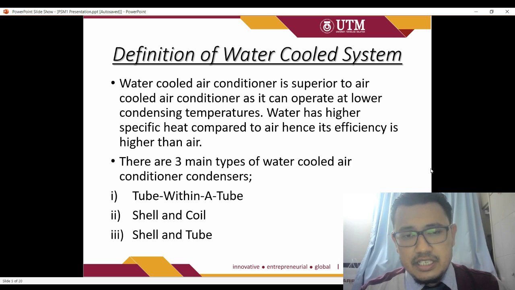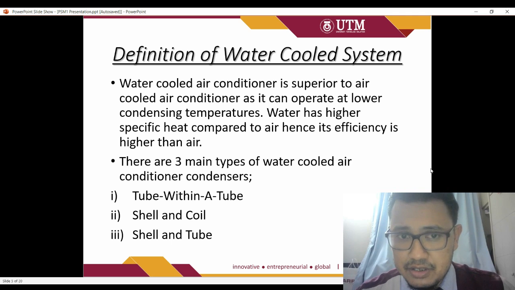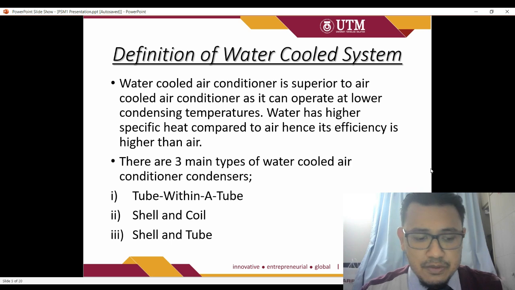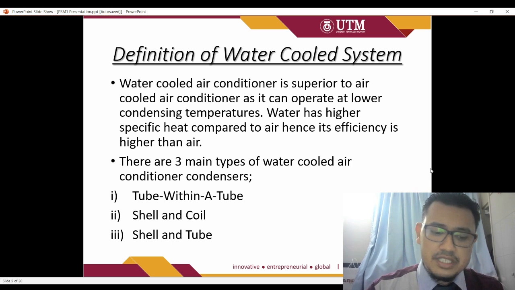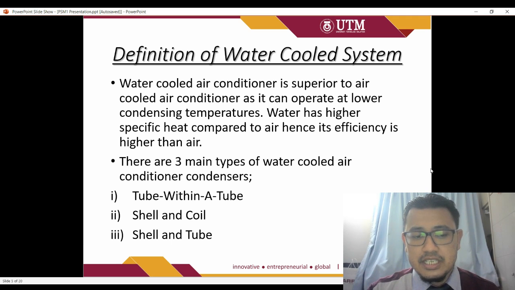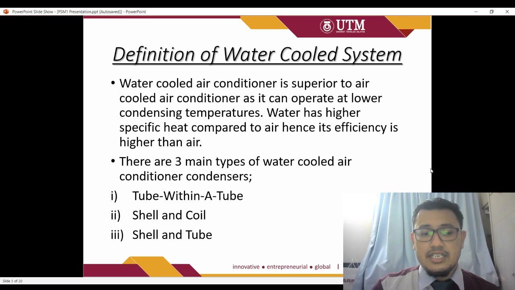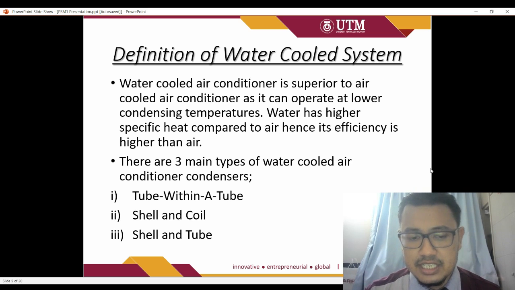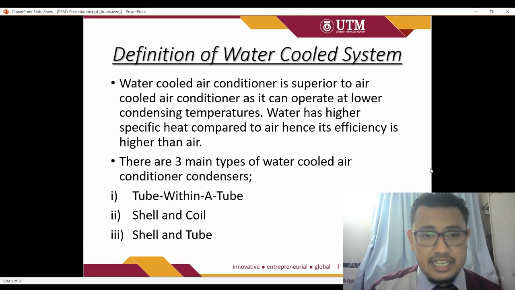There are three types of water cool air conditioner condenser. The first is tube within a tube, where the inner tube is inserted into a bigger outer tube, set into a coil to save space. This is the most commonly used system, where water flows through the inner tube and cools the refrigerant. The refrigerant is also cooled by the air in the room. The inner tube can be designed with a groove to increase heat transfer between the refrigerant and the water.